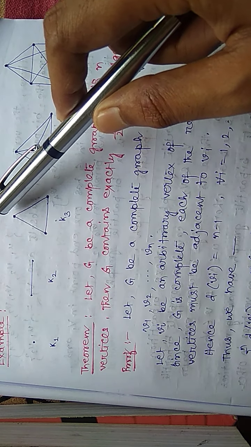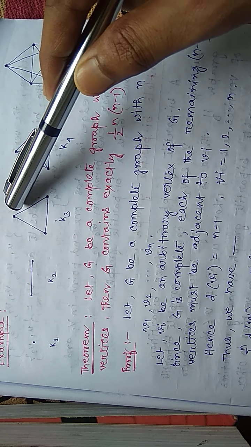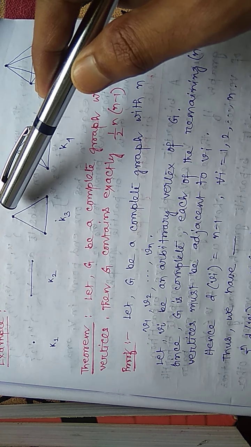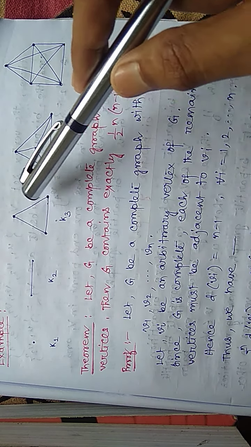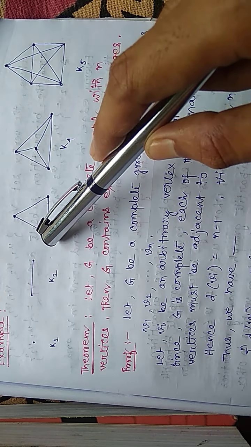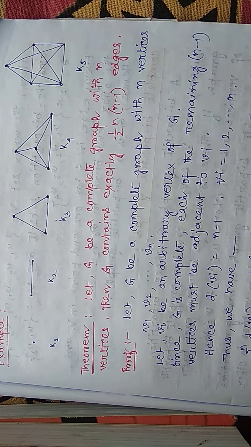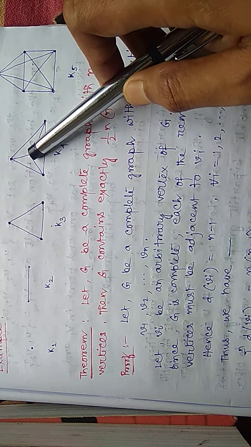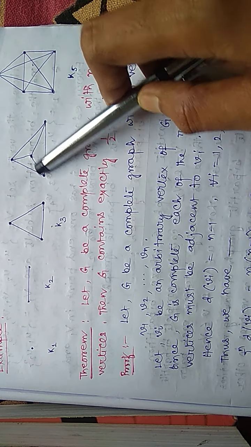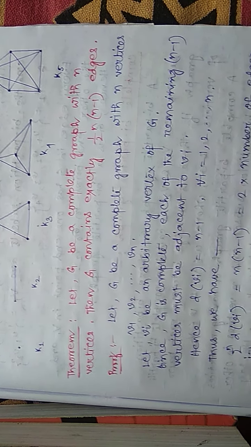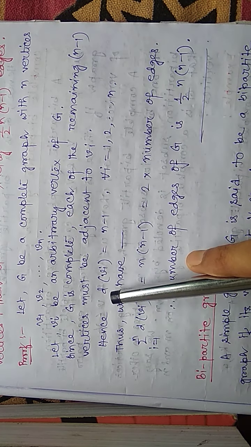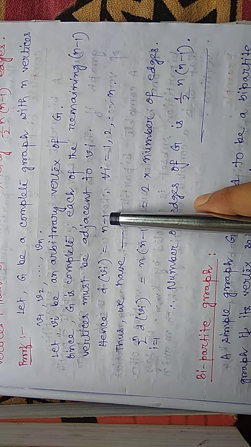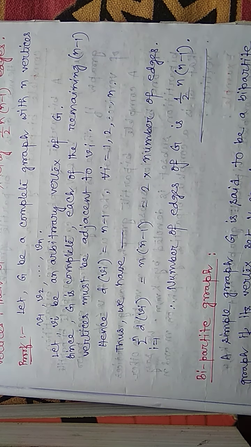Look at any figure. Suppose this is Vi. Since this is complete, this is incident with the remaining other vertices, connected by an edge with the remaining two vertices. And here, suppose this is Vi and this must be connected with the remaining three vertices. Each of the remaining n minus 1 vertices must be adjacent to Vi. Hence d of Vi is equal to exactly n minus 1 for all i equal to 1 up to n.